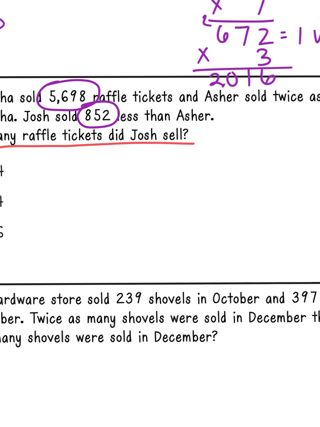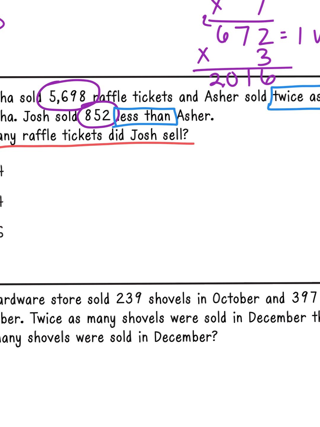Well, I know that he sold 852 less than Asher. So less than is a key word that I need to box. Do I know how much Asher sold? You have to do 5,698 plus 5,698 or 5,698 times 2. Because of the keywords that I just boxed, twice as many. And if I box it, you box it. If I underline it, you underline it. If I circle it, you circle it.